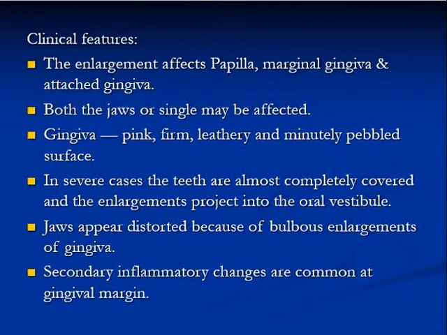It commonly presents at the time of eruption of permanent dentition but can develop with the eruption of primary dentition. If the enlargement is present before tooth eruption, dense fibrous tissue may interfere with or prevent the eruption. Secondary inflammatory changes are common at the gingival margin. Bulbous enlargement of the gingiva leads to distortion of the jaw, and the patient complains of functional and aesthetic problems.